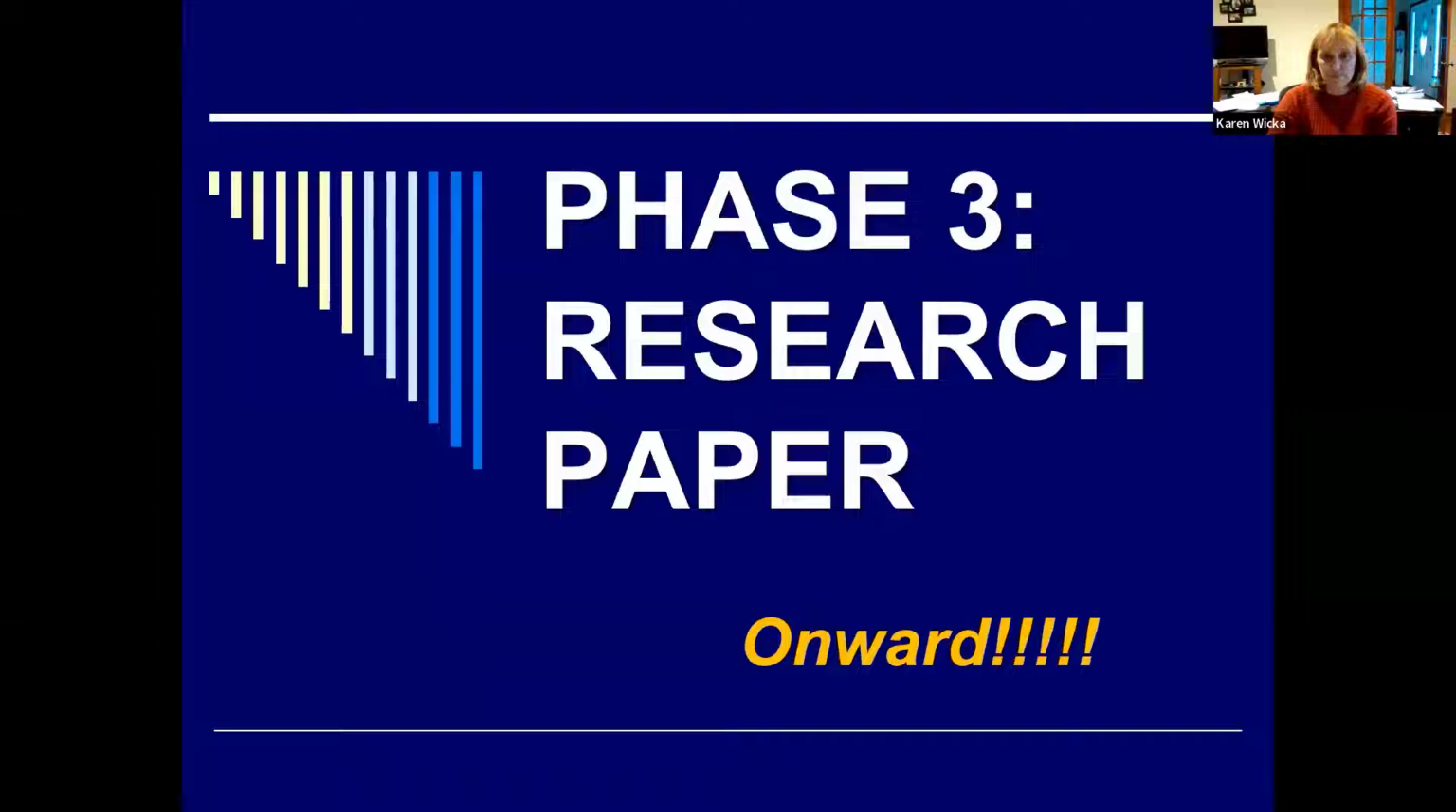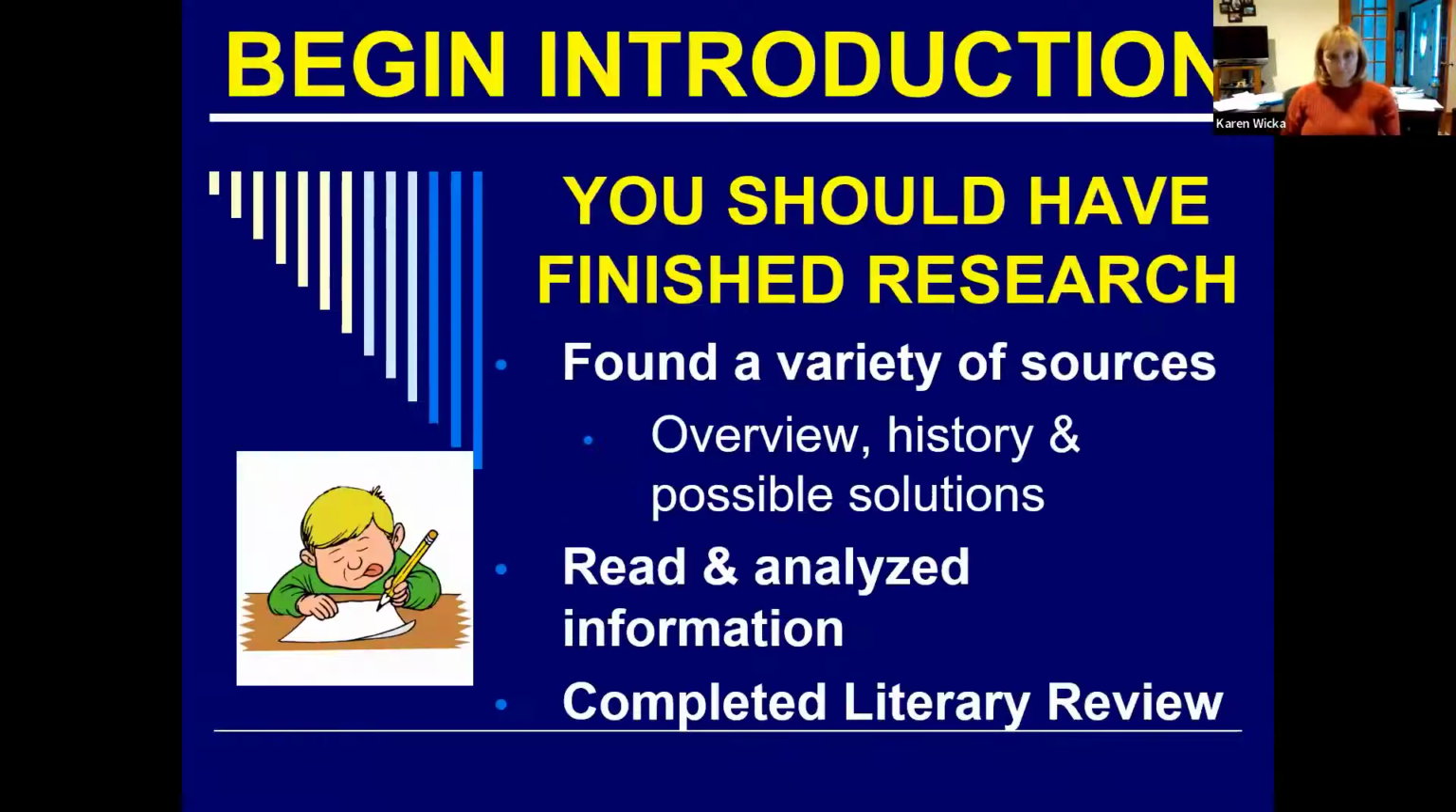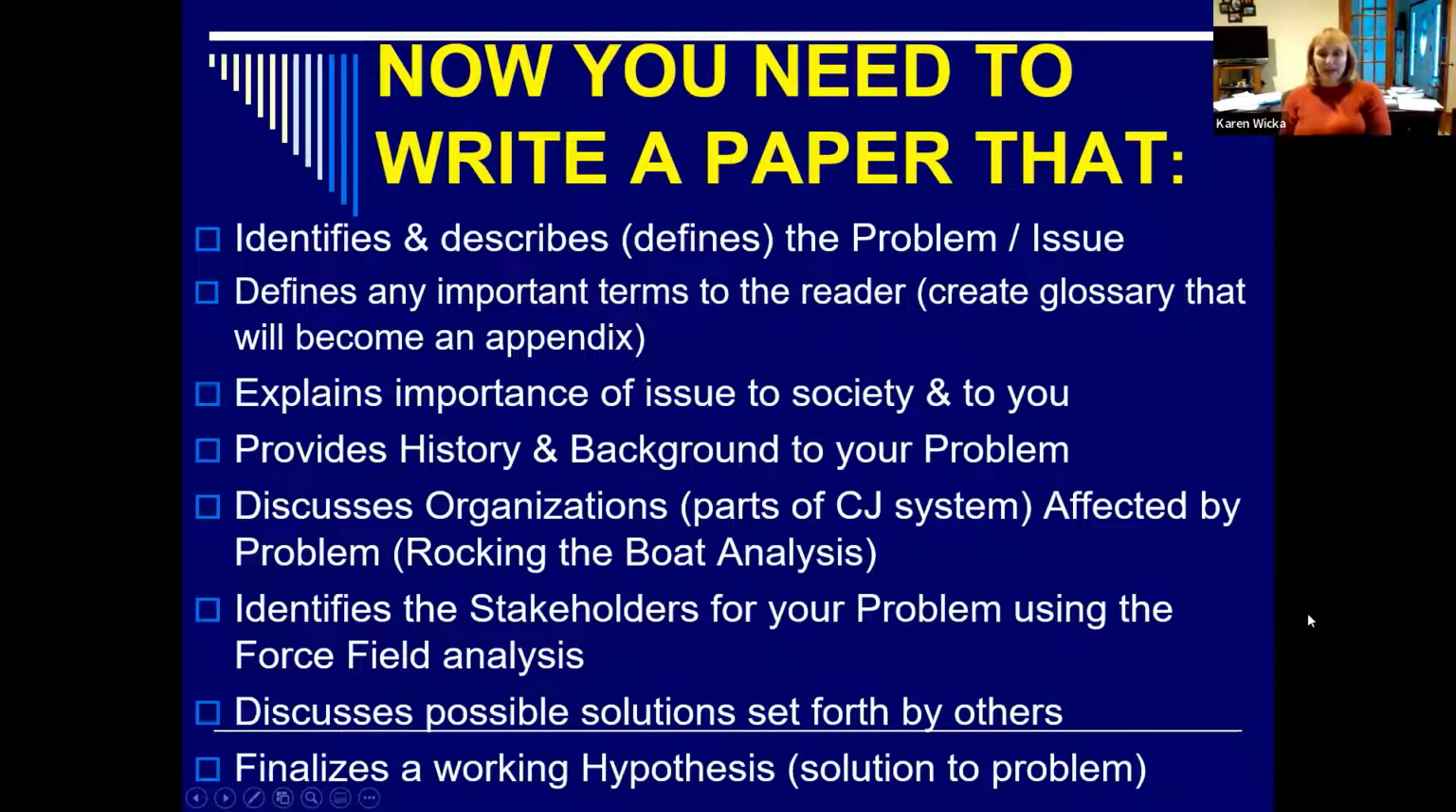Okay, so I'm going to go step by step and explain how you're going to do this part. So this is really what I call the research paper because this is the first part of your paper. Okay, now, like I said, you should have finished your research, found a variety of sources, some overview sources that explain your topic, some history sources that lay out the history of how your topic came about, some sources talking about possible solutions to your topic. Hopefully you've read and you analyzed that information and you've completed your literary review. So now we're going to take that information and we're going to start writing our paper.